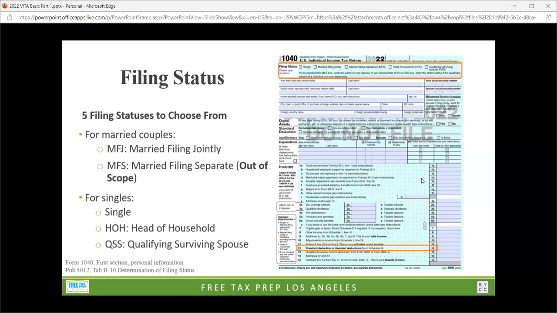Let me explain what a standard deduction is. A standard deduction is a specific dollar amount that will reduce the amount of income on which the taxpayer is going to be taxed. So that's why it is very important to choose the right filing status for your clients, because that is going to determine, as we said before, tax credits, standard deduction, and all those things.